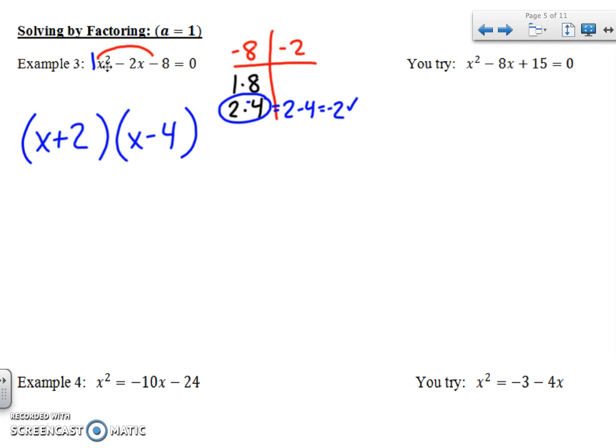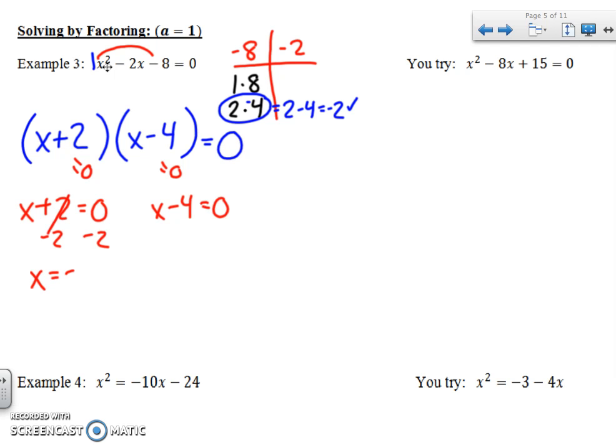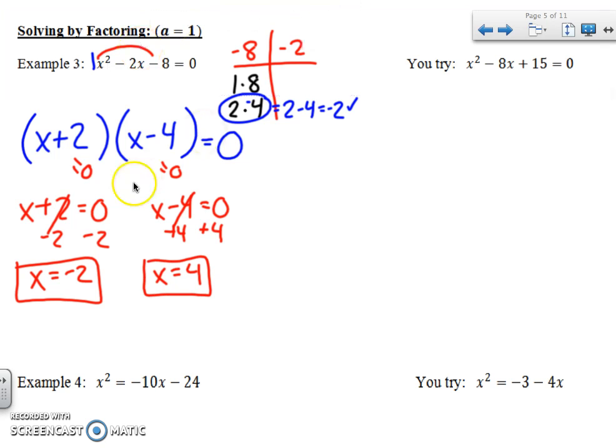So once you've got this, to find the solution, you're going to use the zero product property and set them equal to 0. So you're going to set the first one equal to 0. So x plus 2 equals 0 is one equation. And then x minus 4 equals 0 is your other equation. So then you're going to subtract 2 on both sides. So x equals -2 is one solution. And then add 4 over here. x equals 4 is your other solution. Okay, so that's how you factor a trinomial to find your solutions.